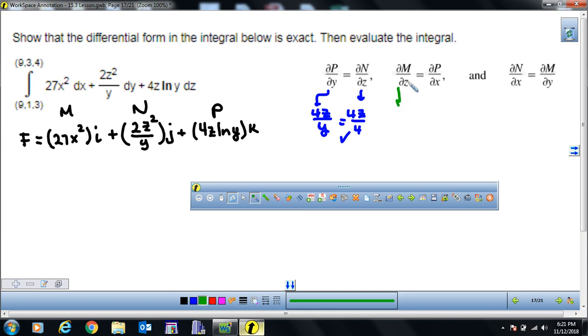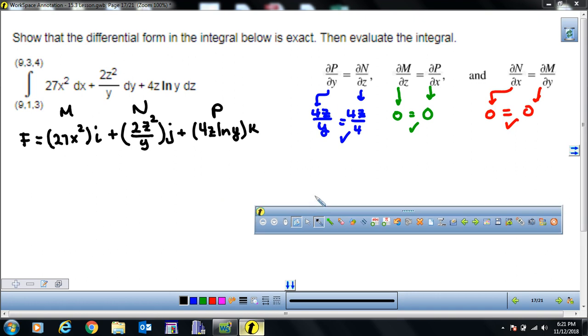So the next one, the derivative of the first component with respect to z, since there is no z, is 0. And the derivative of the last component with respect to x, since there is no x, is also 0. Last but not least, the derivative of the middle component with respect to x, since there is no x, is 0. And the derivative of the first component with respect to y, since there is no y, is also 0. So the three conditions for the conservative field are met.